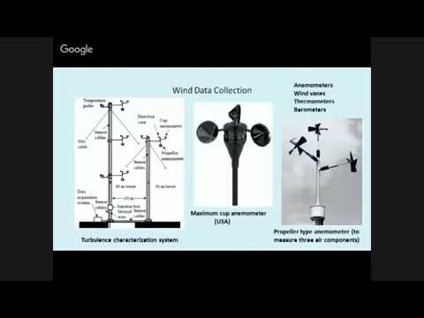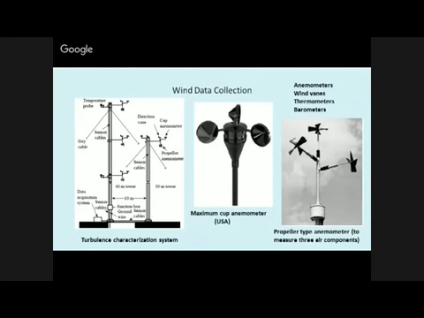Now the most important part is wind energy. Wherever wind energy development is concerned, data collection plays a very important role. Suppose I want to install a particular windmill at a particular location, then I should know the nature of the wind, the magnitude, the direction, and how much quantity is coming at a particular point.